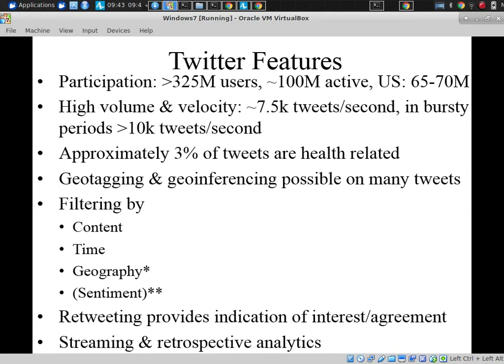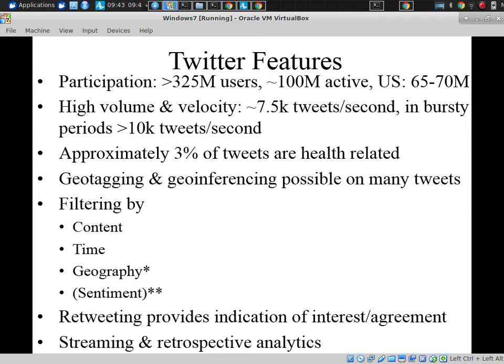It has over 300 million users worldwide, about 100 million of them active. In the US, the numbers are somewhere short of 70 million active users. It's very high volume. It's somewhere in the order of 8,000 to 10,000 tweets per second. And approximately 3% of those tweets are health-related, we've found.